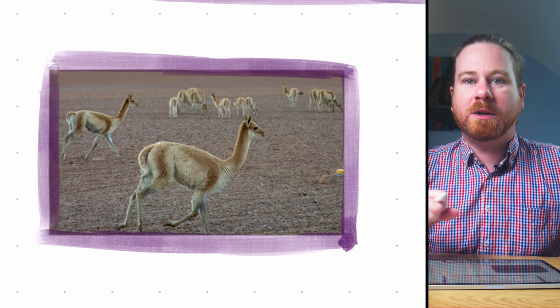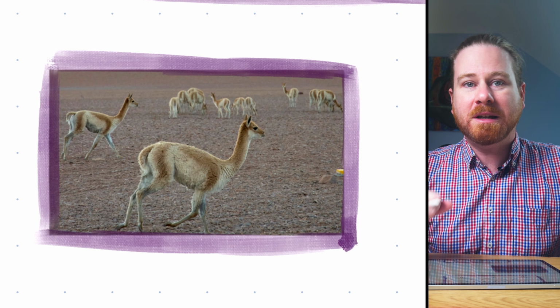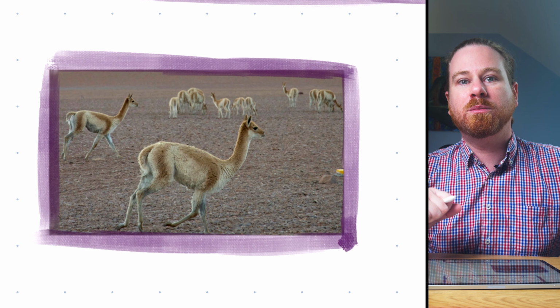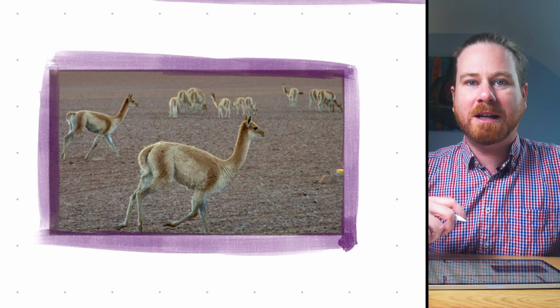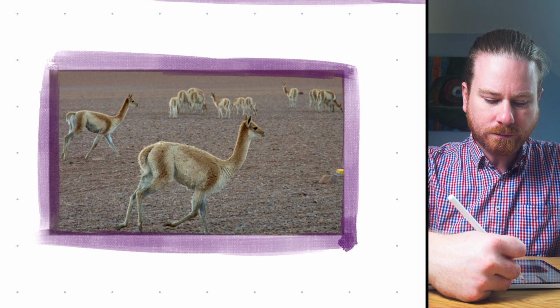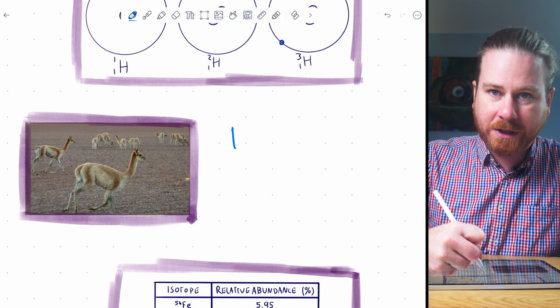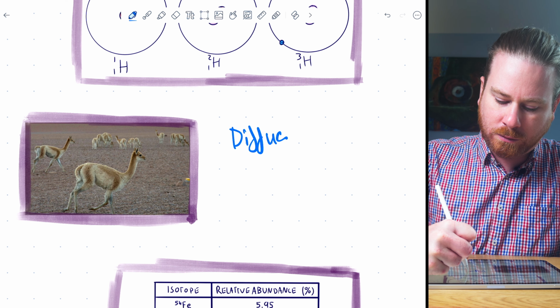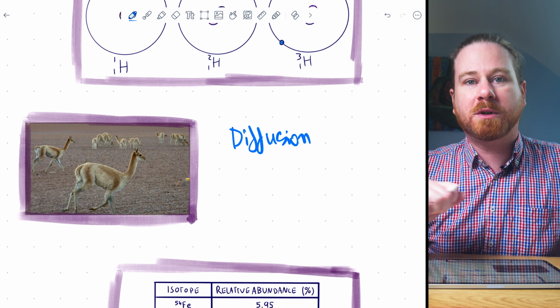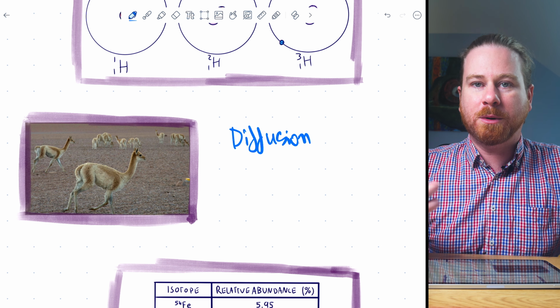But if you look a little bit closer, some will be bigger and some smaller. For the bigger llamas, they might not be able to move so fast. So with the elements, this would be the diffusion rate. So diffusion is one of the things that is affected. So heavier isotopes diffuse slower.